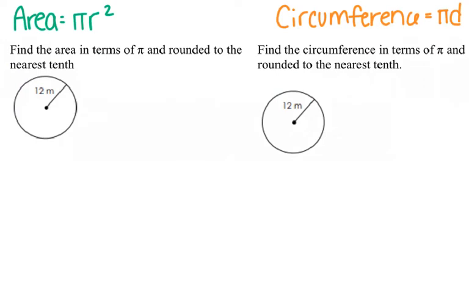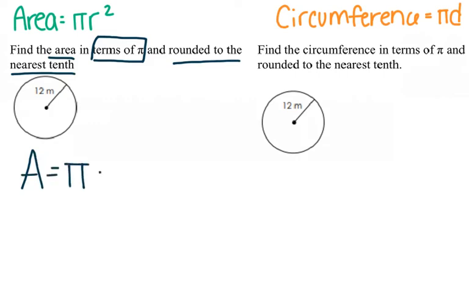Alright, so let's look at some problems. This first one says we're going to find the area in terms of pi. That might be a new term that you haven't seen before. And rounded to the nearest tenth, so to 1 decimal place. First thing we're going to do is area in terms of pi. So area is pi times the radius squared.